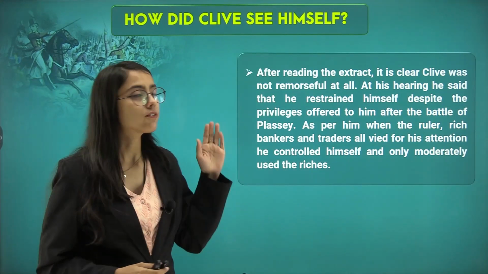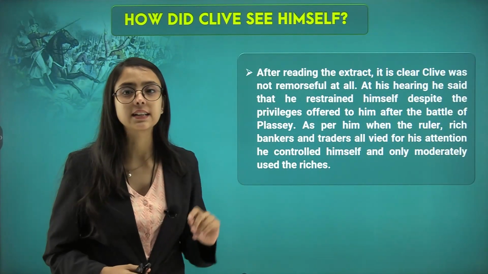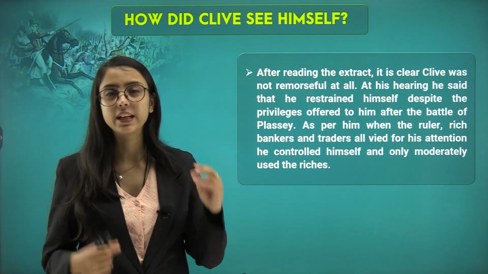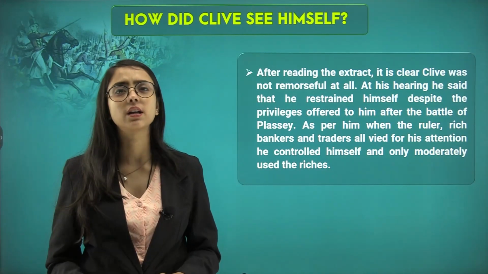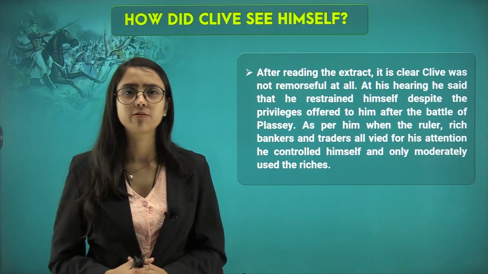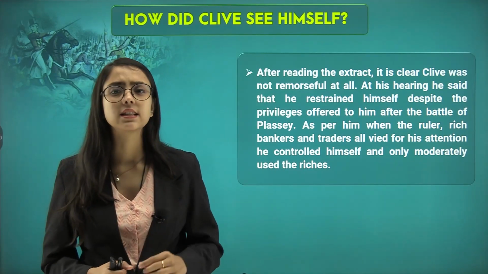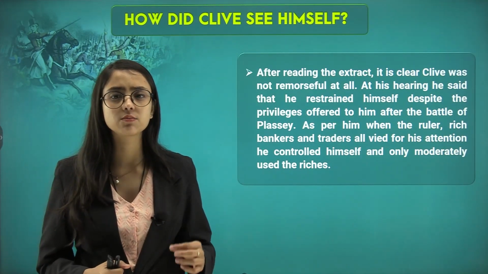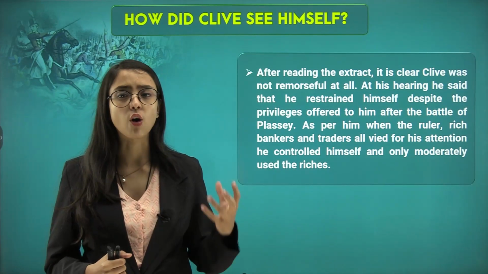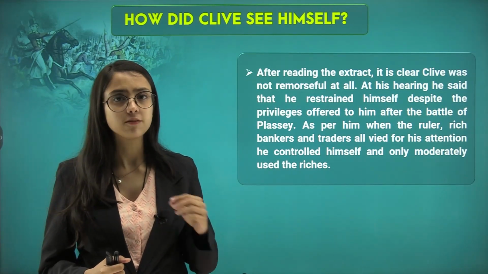So, after reading the extract, it is clear that Clive was not remorseful. He did not feel guilty for whatever happened in Bengal after the Battle of Plassey. Thousands were killed, trade was destroyed. At his hearing, he said that he restrained himself despite all the privileges offered to him after the Battle of Plassey.